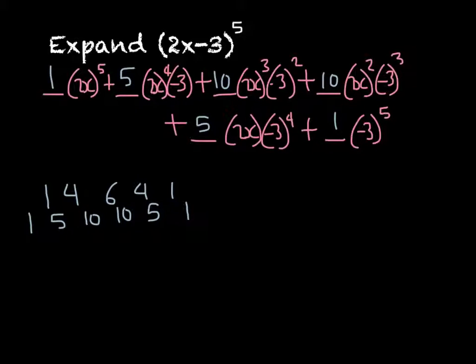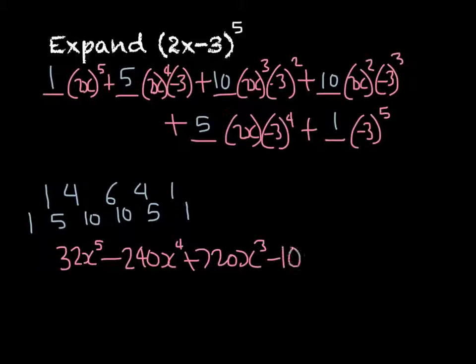And simplify. So what we end up with is 2 to the 5th times x to the 5th, 32x to the 5th, minus 240 times x to the 4th, plus 720 x to the 3rd, minus 1080 x squared, plus 810 times x, minus 243.